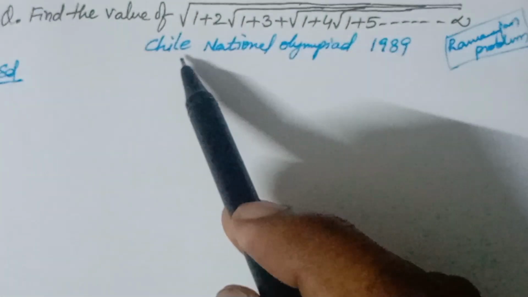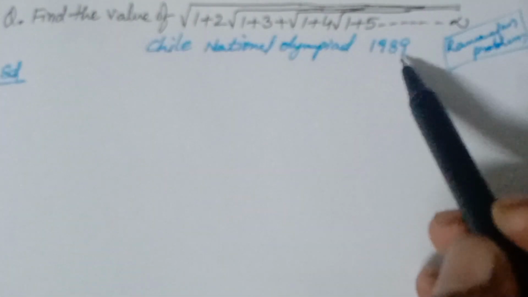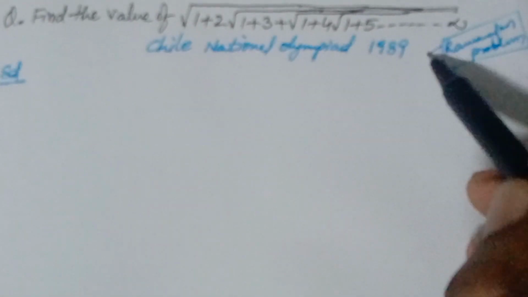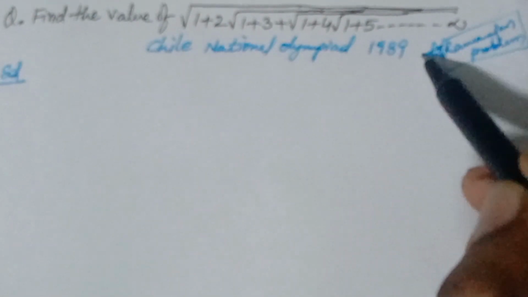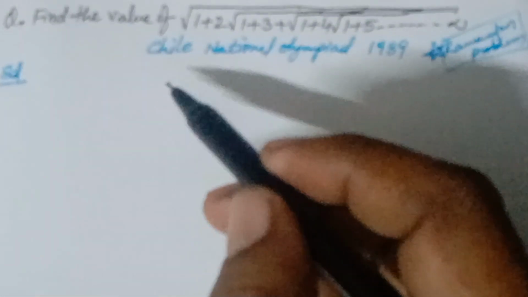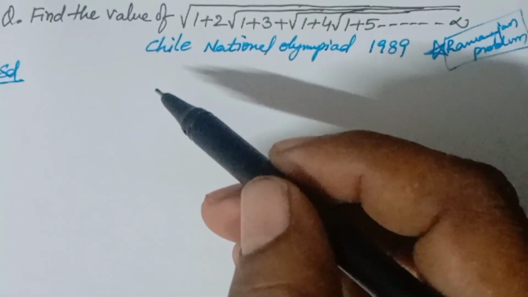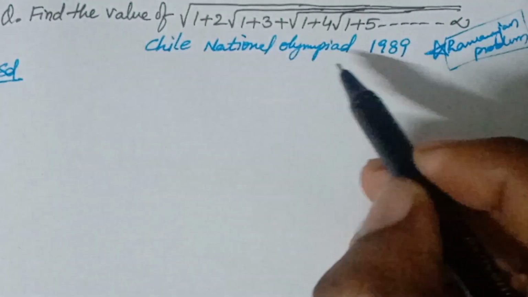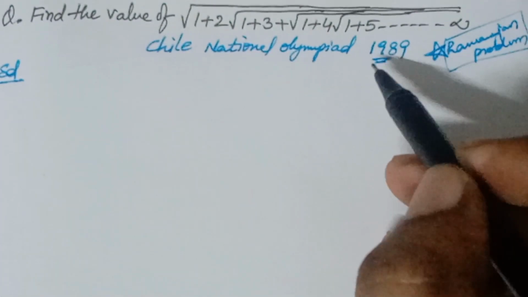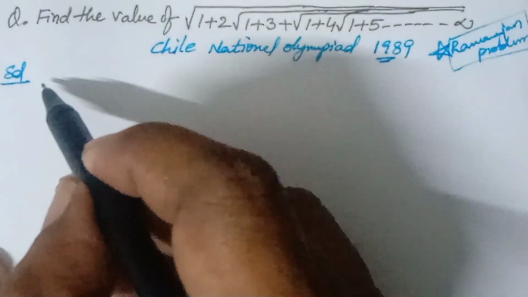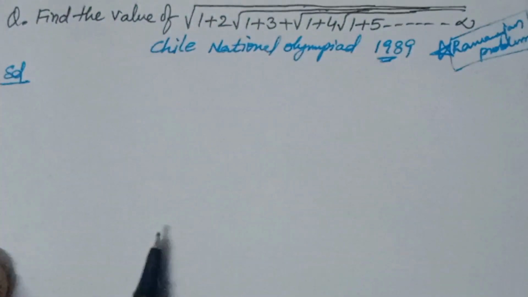This question was given in the Chile National Olympiad 1989. This is a famous problem by Ramanujan, the Indian mathematician. It is an old problem, but it was asked in the 1989 Olympiad. So how do we solve this problem?